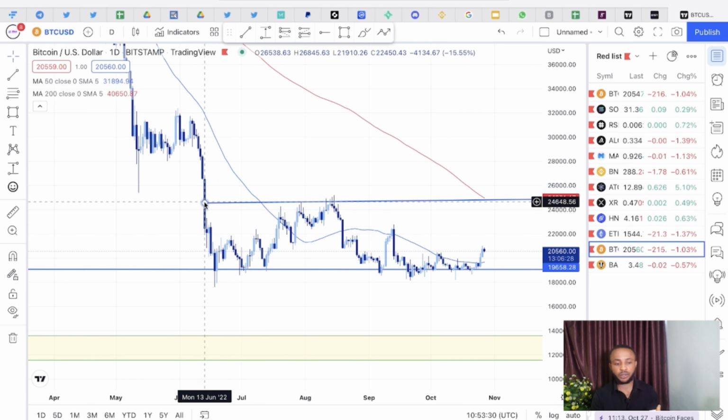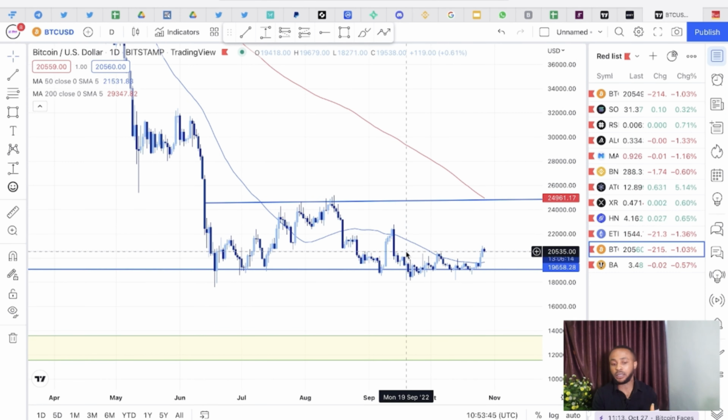Price has been ranging somewhere around here. This is more for the day traders who know how to take advantage of the price range, which are actually done until it actually broke above this 20,500 area.